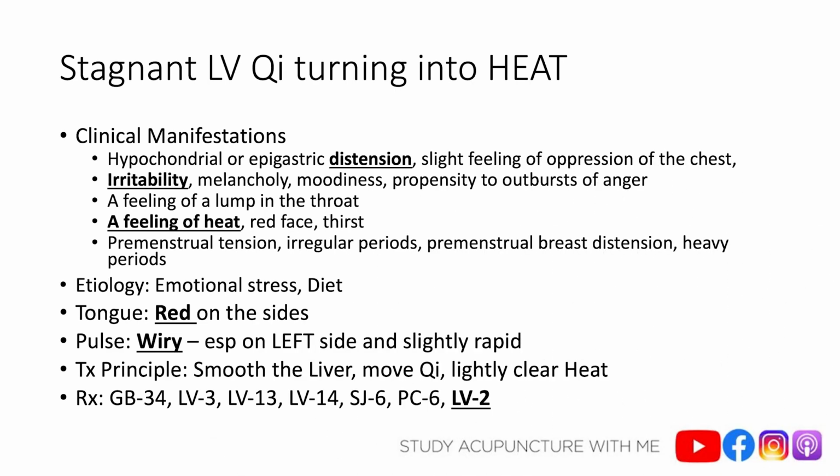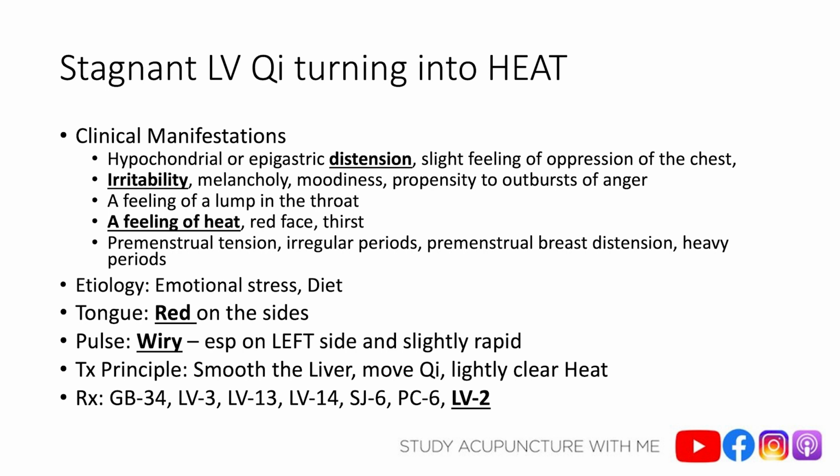All right, now the next pattern we have is stagnant liver qi turning into heat. With this one, it's the next step up in terms of symptom severity. So we keep that in mind as we review this slide. For the manifestations, we have things like hypochondria or epigastric distension, slight feeling of oppression of the chest, irritability, melancholy, moodiness, propensity to outbursts of anger, a feeling of a lump in the throat, a feeling of heat, red face, thirst, premenstrual tension, irregular periods, premenstrual breast distension, and heavy periods.